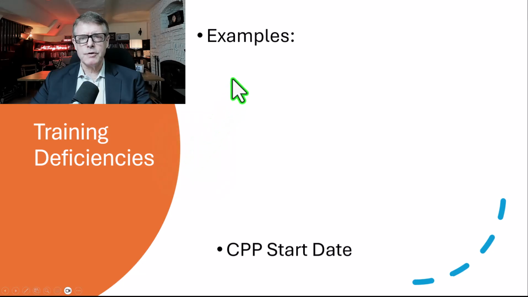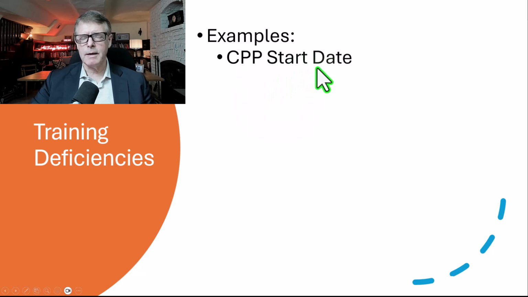Now, the first training deficiency I'll talk about is CPP start date. Now, this is an interesting one. Most people, when they retire, will start Canada Pension Plan right away. And one of the reasons for that is they have an overriding drive to do that because they want to take the money and run. It doesn't mean that they're going to take it and save it. That's not usually what happens. They're going to take it and spend it, but they want to start spending now because they might die tomorrow.